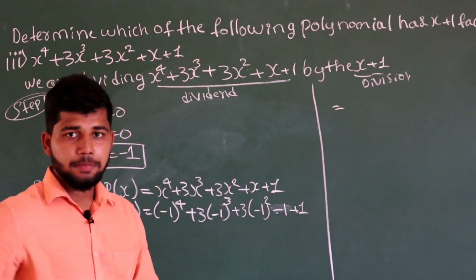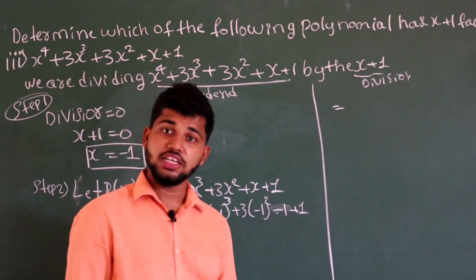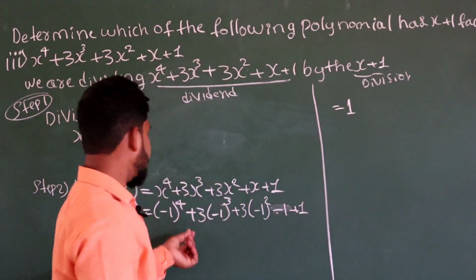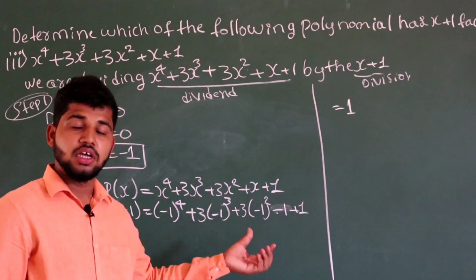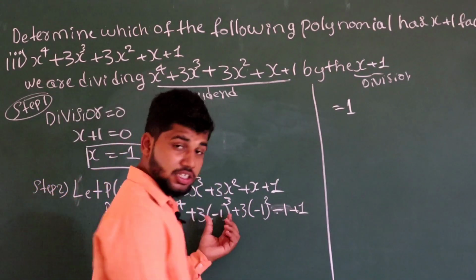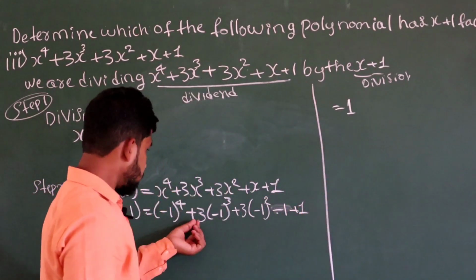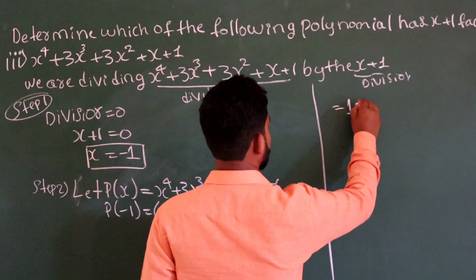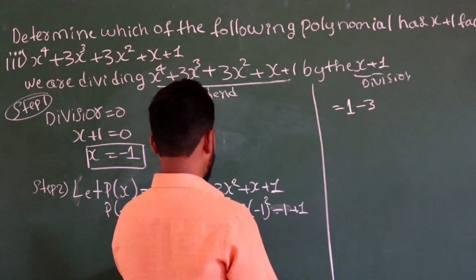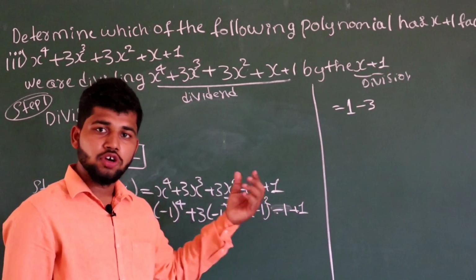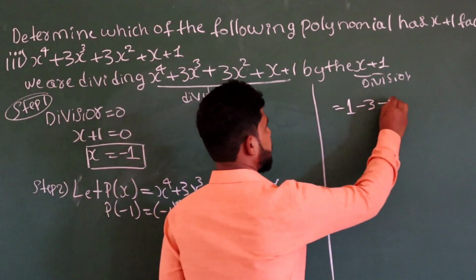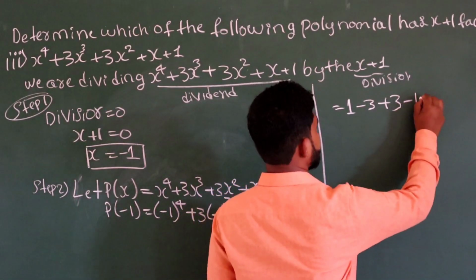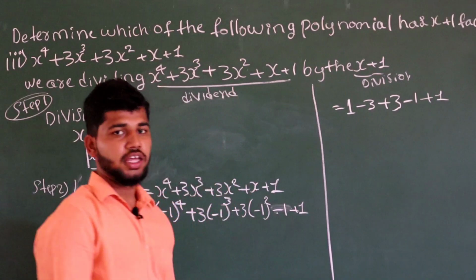If you multiply minus 1 four times, you get plus 1. If you multiply minus 1 three times, you get minus 1, and minus 1 into 3 is minus 3. Multiplying minus 1 two times gives plus 1, so you get plus 3. And the last one is minus 1, plus 1.